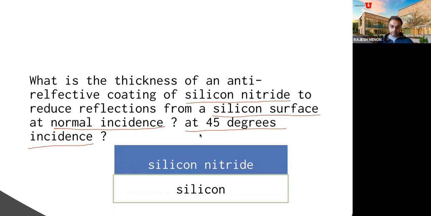Silicon nitride, I'm going to give you some hints. Let's assume the refractive index of silicon is 3.5. The index of silicon nitride, I'm going to say, is roughly 2.25. Not exactly right, we'll see the actual numbers later. So I'll let you think about this for about a minute or so. How would you answer this question? What is this thickness based on what you know so far?